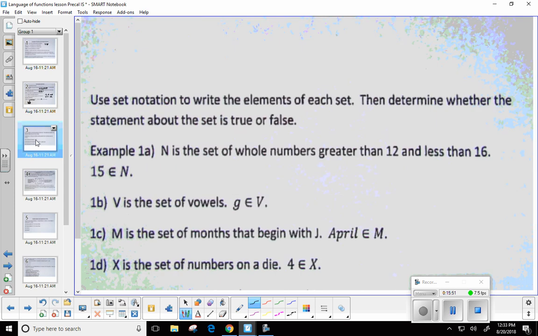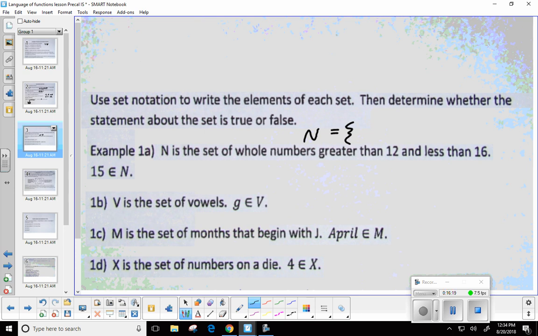Use set notation to write the elements of each set, then determine whether the statement about the set is true or false. We'll probably get to one or two of these, and then we'll finish this up tomorrow. Just to give you an idea, it says N is the set of whole numbers greater than 12 but less than 16. Let's start here. What would be the first element of this set?